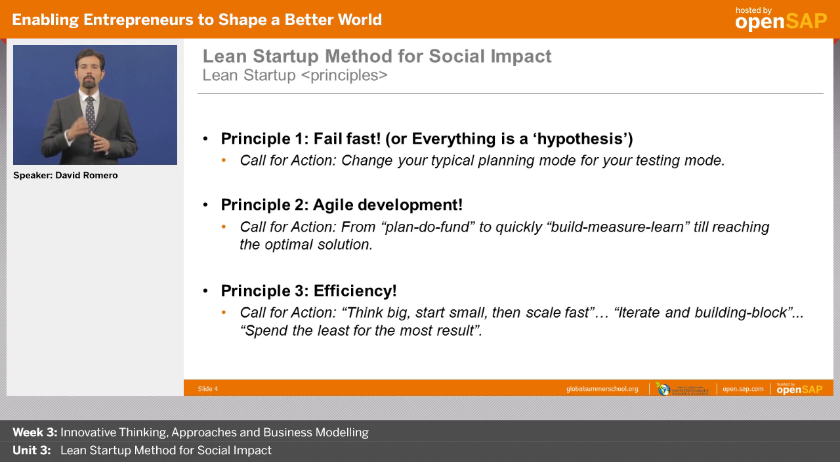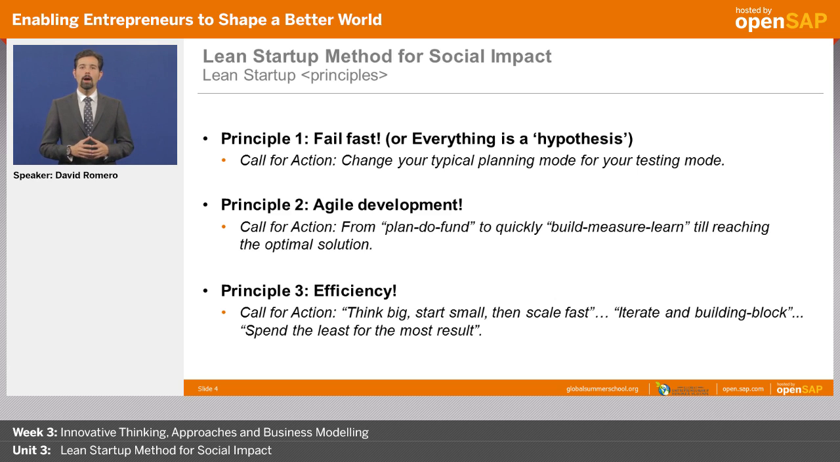And finally, our principle 3 is about efficiency. It's about thinking big, starting small, scaling fast. It's about iterating and building blocks to success. It's about finding where to invest the least for the most result.